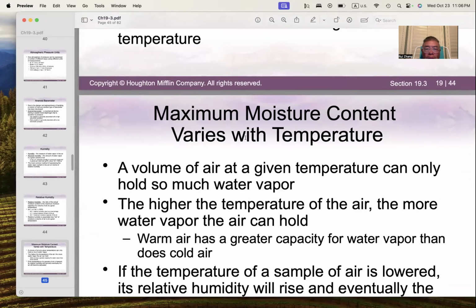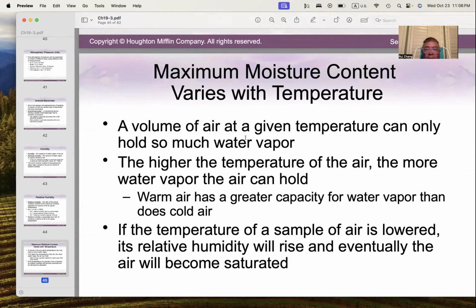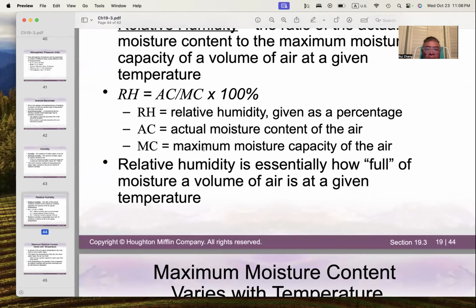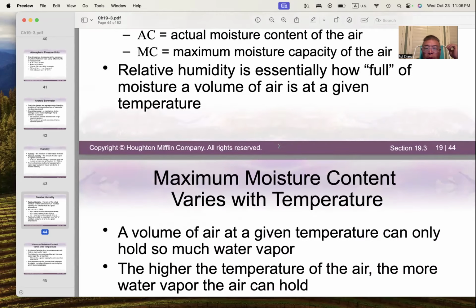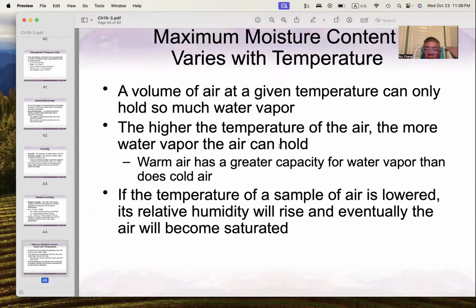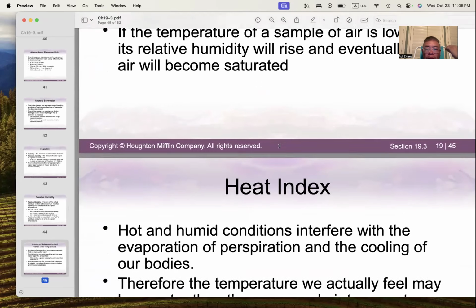Okay, and this maximum moisture capacity, meaning how much water vapor the air can take, depends on temperature. In general, the higher the temperature, the more water vapor the air can carry.